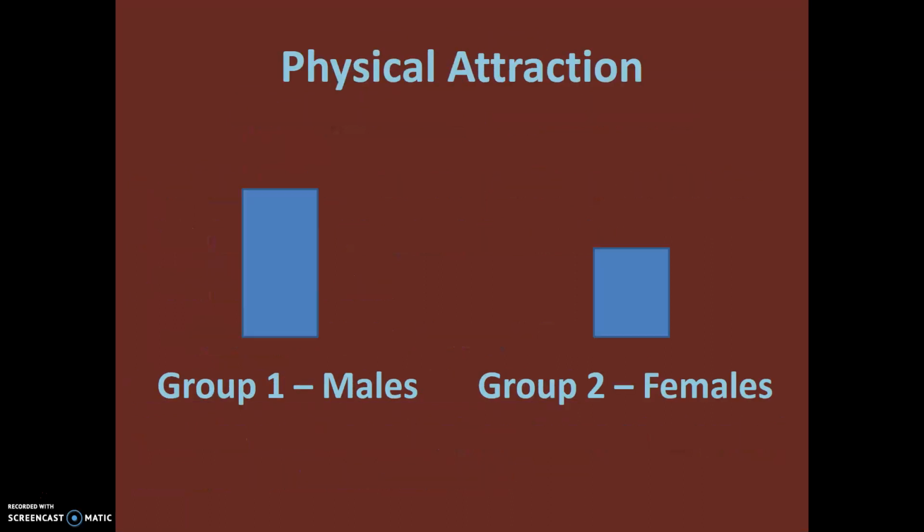Based on that statement, we would expect that group 1, males, would have a higher level of physical attraction compared to group 2, females. A prediction has been made, and we've also talked about what we expect between the groups. That's what makes it a comparison hypothesis.